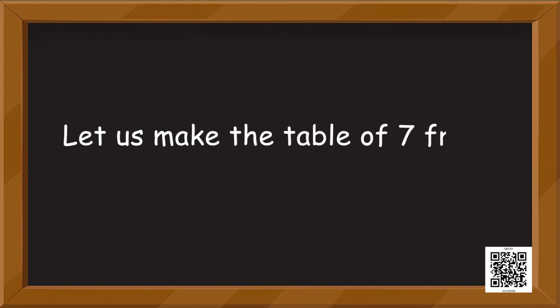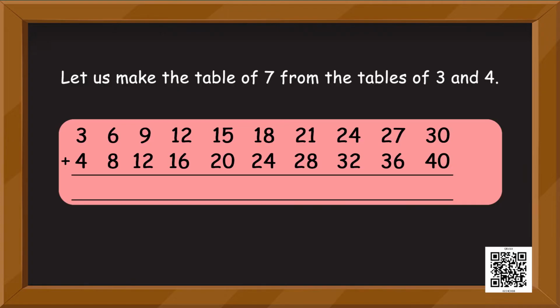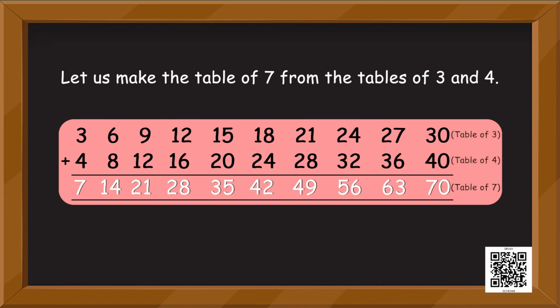I'm more curious now. Let us make the table of 7 from the tables of 3 and 4. It is not just the table of same number can give us a number, but we can add the tables of two different numbers to get the table of a third one. We just have to see the sum of those two numbers. For example, 3 and 4 is equal to 7. So when we add the tables of 3 and 4, we get the table of, right, 7. Can you see it on the screen? How table of 3 plus table of 4 gives us table of 7 from 1 till 10.